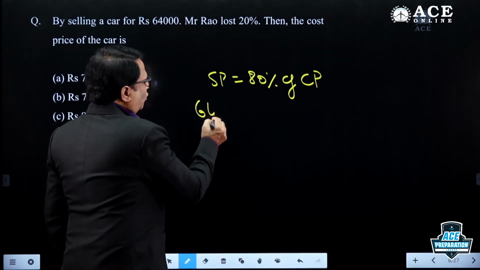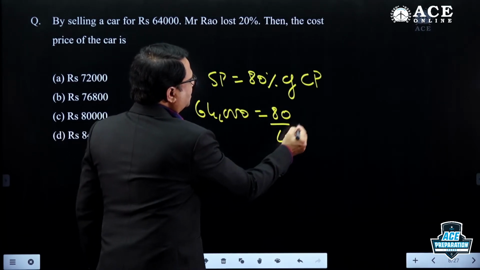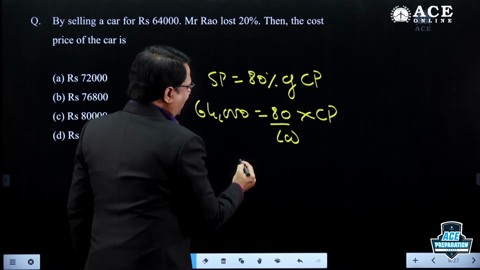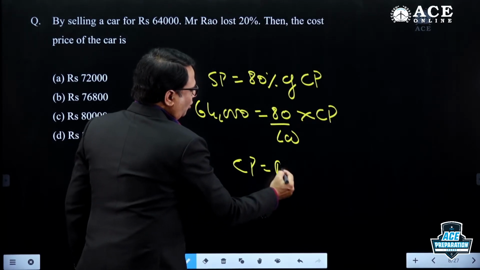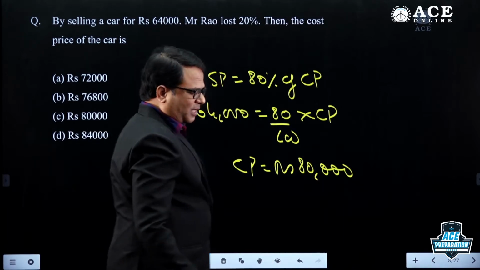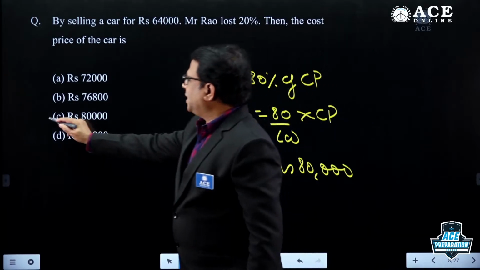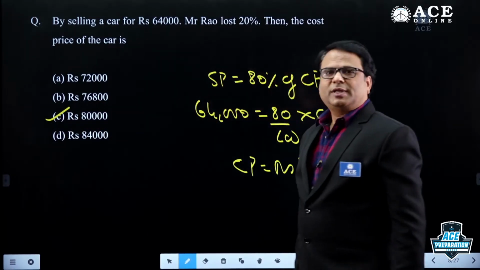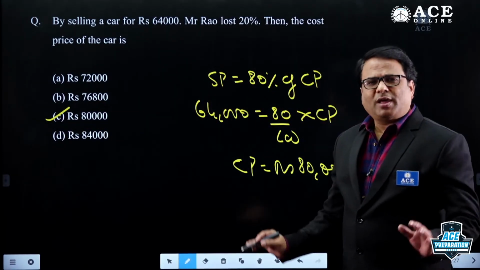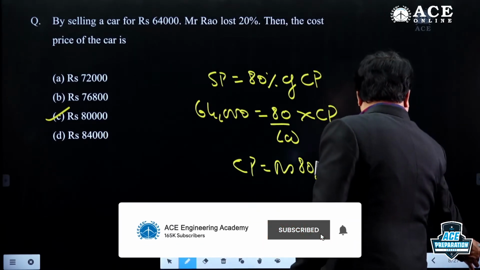64,000. So I substitute 64,000 on the left side. So 64,000 equal to 80 by 100 into CP, and if you calculate this further, you get cost price as rupees 80,000. So cost price is rupees 80,000. So this would be the option, 80,000. A very, very simple question. Right, next one.